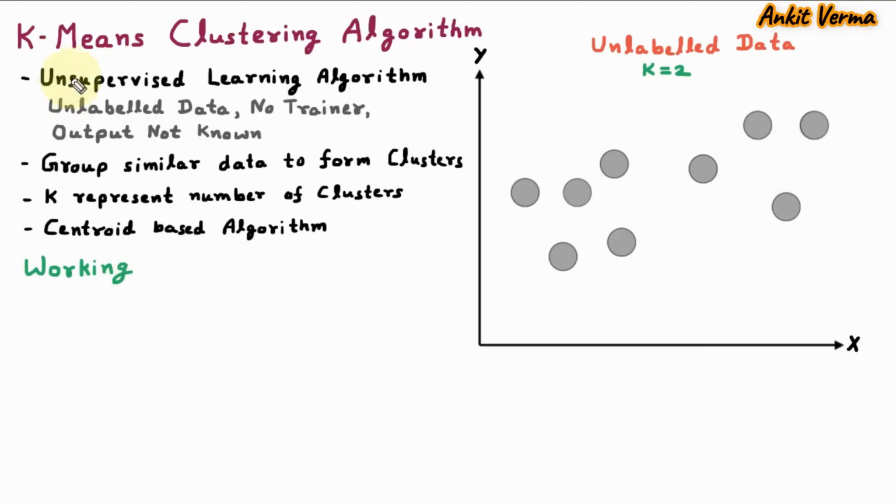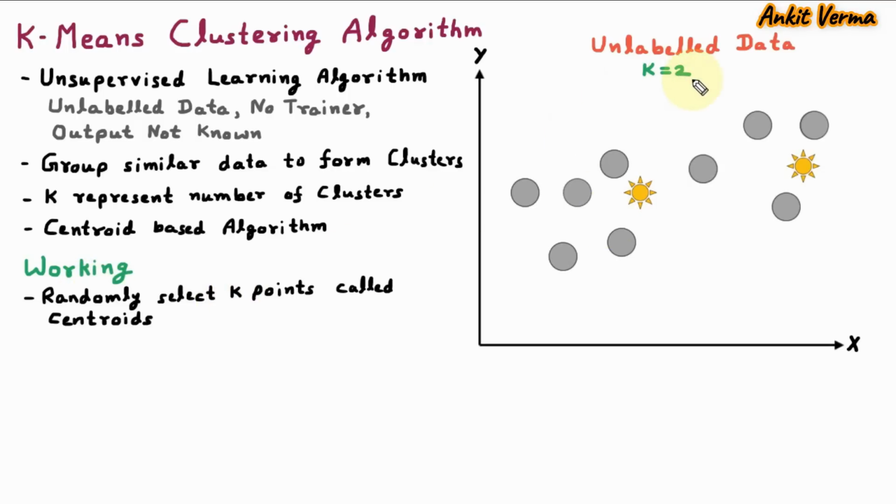In the working of the K-means clustering algorithm, the first step is to randomly select K points called centroids. Here the value of K is 2. That means we need to randomly select 2 points. So these are the 2 points. Their names are M1 and M2. These points are called centroids. Centroids are the mean of the values of data members. That's why the names given are M1 and M2, which means mean 1 and mean 2.